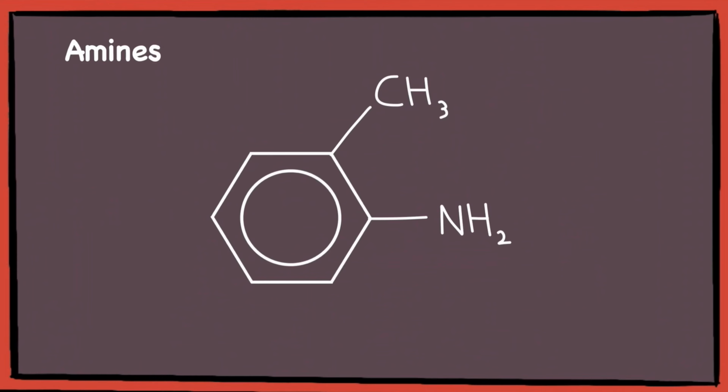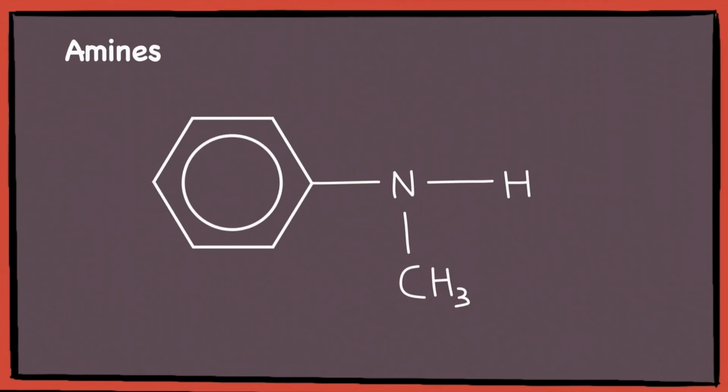For this example, it is an aromatic amine, or phenylamine because the nitrogen atom is directly attached to the benzene ring. So this carbon atom on the benzene ring attached to the NH2 group will be labeled as the first carbon atom, and the second carbon atom will be the one attached to the methyl side group. Hence, this is called 2-methylphenylamine.